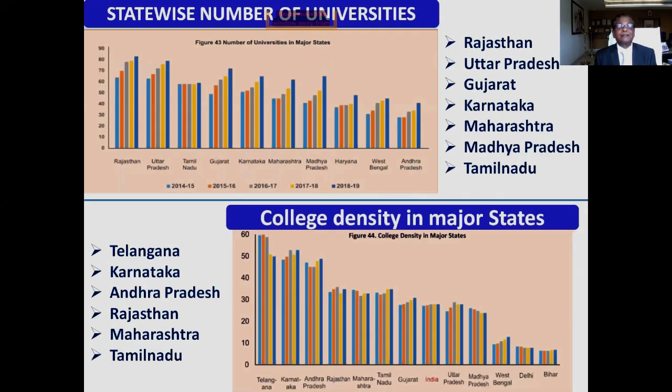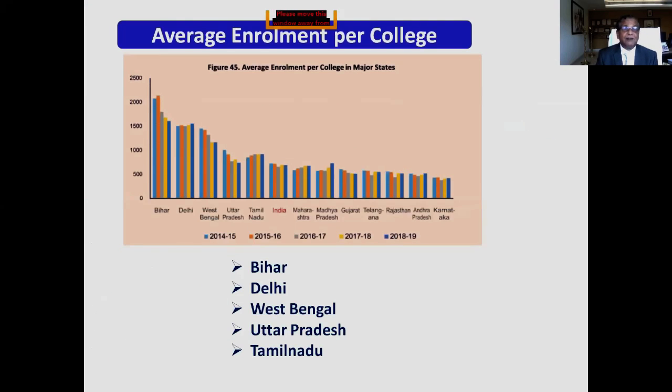Then state-wise number of universities we are having, the college density has been given. The major states having the high college density include Telangana, Karnataka, Andhra Pradesh, Rajasthan, Maharashtra and Tamil Nadu. Then average enrollment per college is coming under more for Bihar, then Delhi, then Bengal, Uttar Pradesh and Tamil Nadu. Is it because of the less number of institutions in those places?